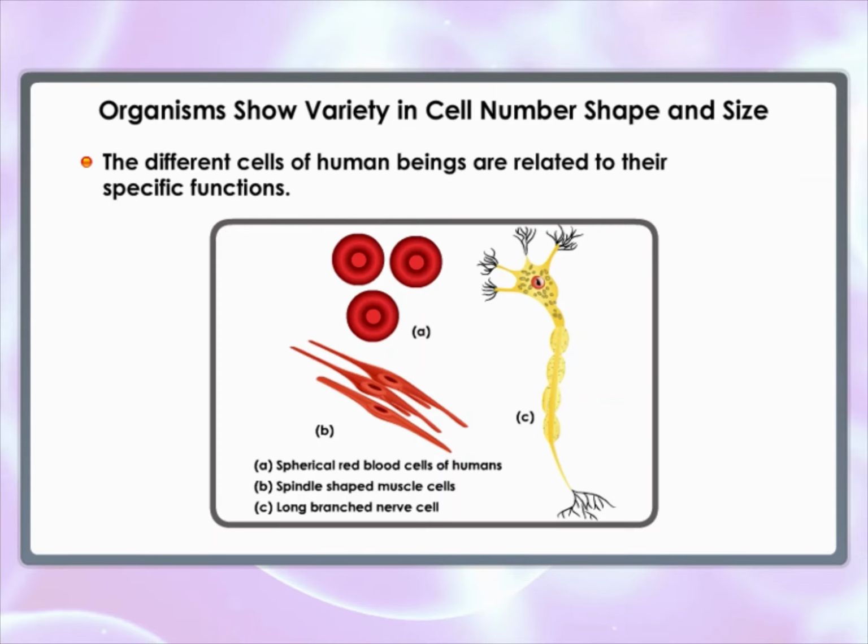The different cells such as blood, muscle, and nerve cells of human beings are related to their specific functions. Generally, cells are round, spherical, or elongated. Some cells are long and pointed at both ends. They exhibit spindle shape. Cells sometimes are quite long. Some are branched like the nerve cell or a neuron. The nerve cell receives and transfers messages, thereby helping to control and coordinate the working of different parts of the body.